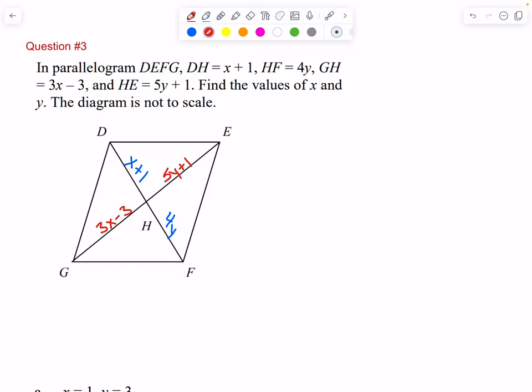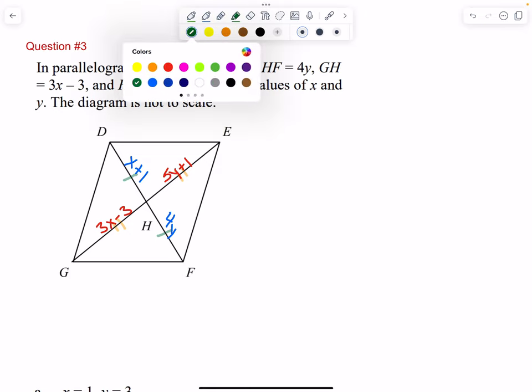The diagram is not drawn to scale. So what we know about parallelograms is their diagonals are bisected. And so therefore, we know that DH would be congruent to HF. And we also know that GH will be congruent to EH.